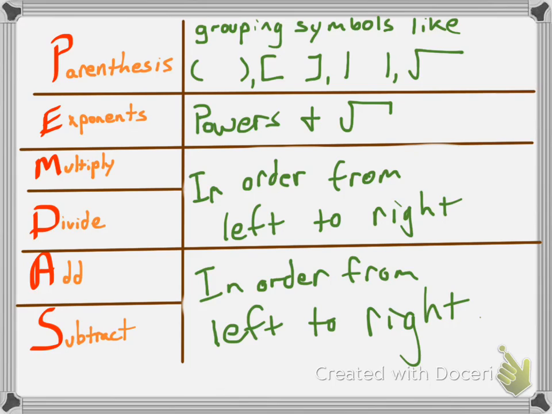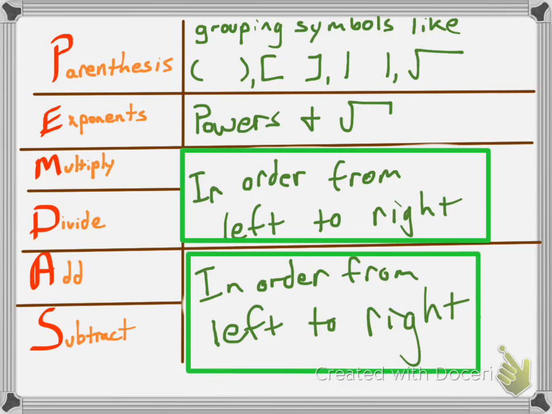All right, then, after that, you do exponents, powers, and square roots. Square roots are considered part of the exponents. So you do the insides, and then you do the exponents. Multiply and divide. Now, multiply and divide are in order from left to right. And then you do adding and subtracting in order from left to right.